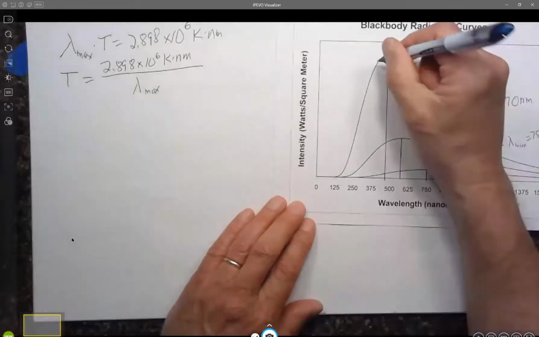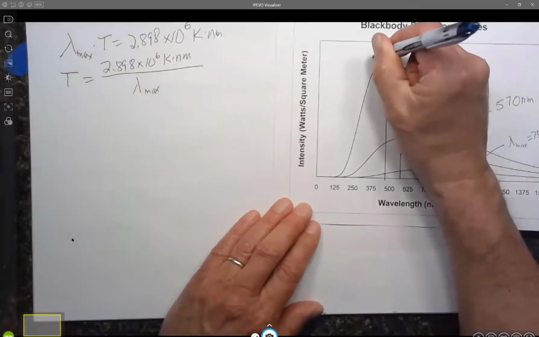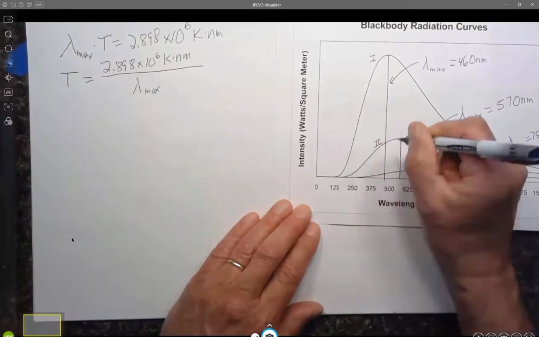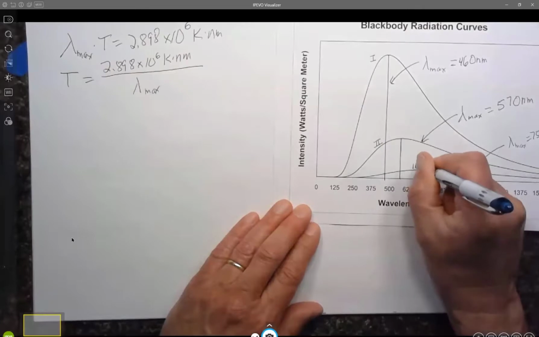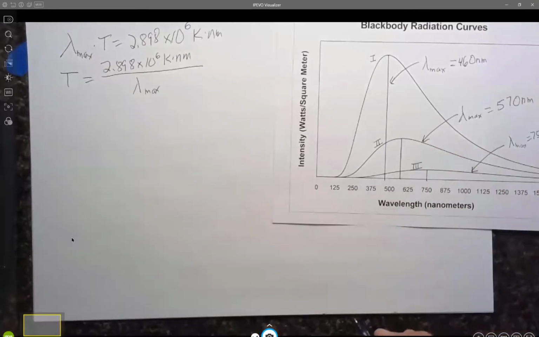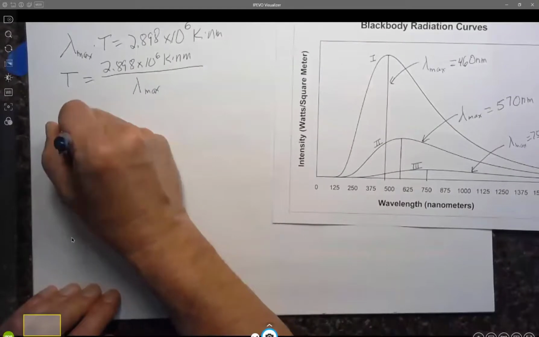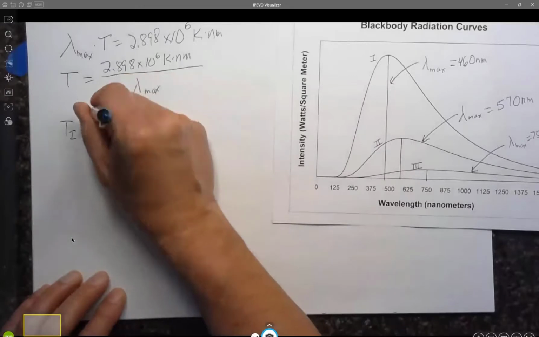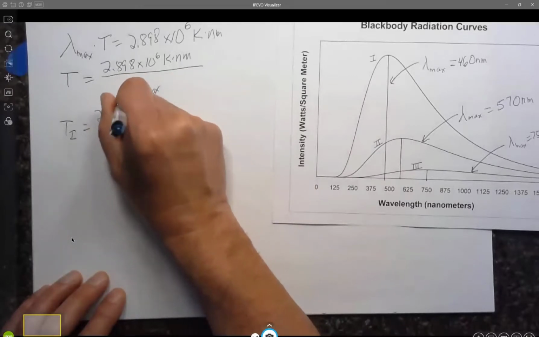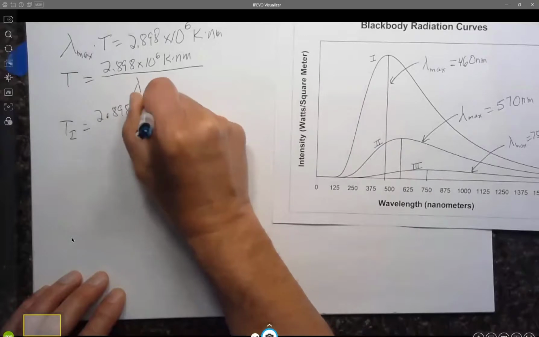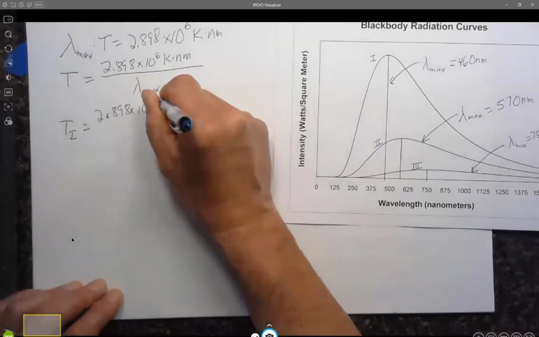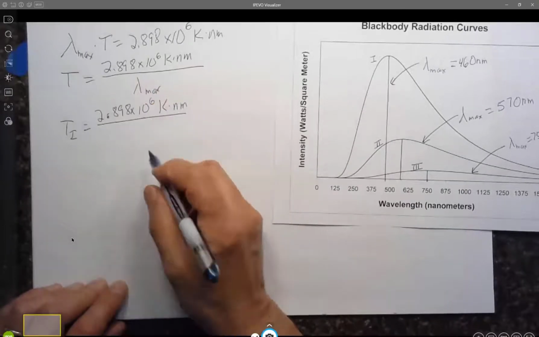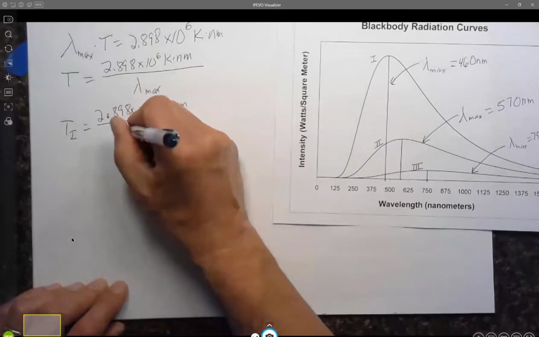Okay, so I'm going to call this curve here curve Roman numeral 1. I'll call the middle curve Roman numeral 2, and I'll call the lowest one Roman numeral 3. So the temperature for Roman numeral 1 will equal 2.898 times 10 to the 6th Kelvin nanometers divided by lambda max for that one was 460 nanometers.